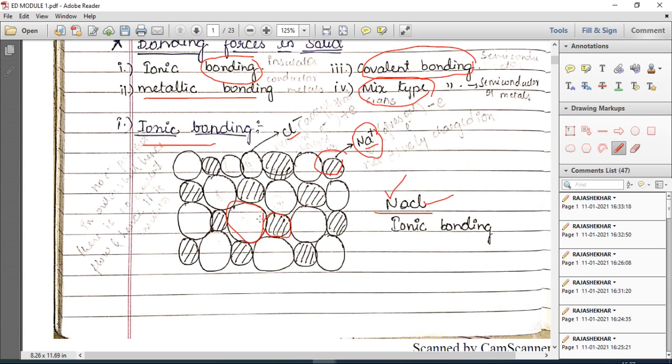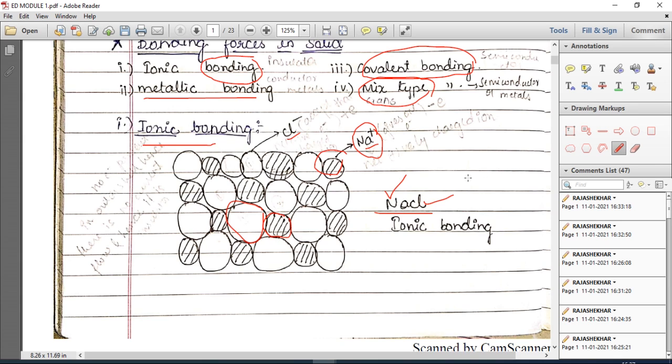So because of this, for this electronic structure there is no participation of electron flow. Therefore, sodium chloride acts as an insulator. I hope it is clear for everyone.